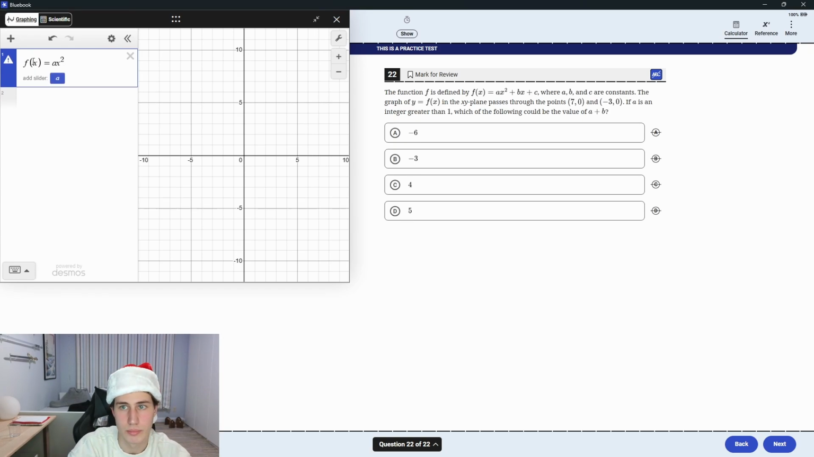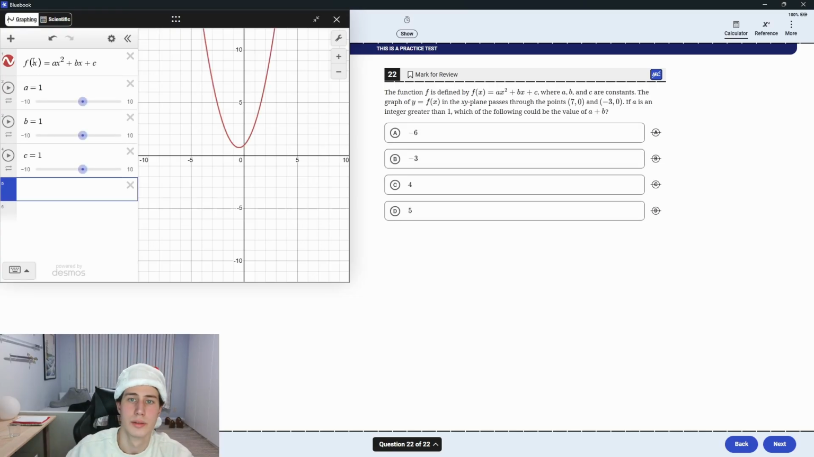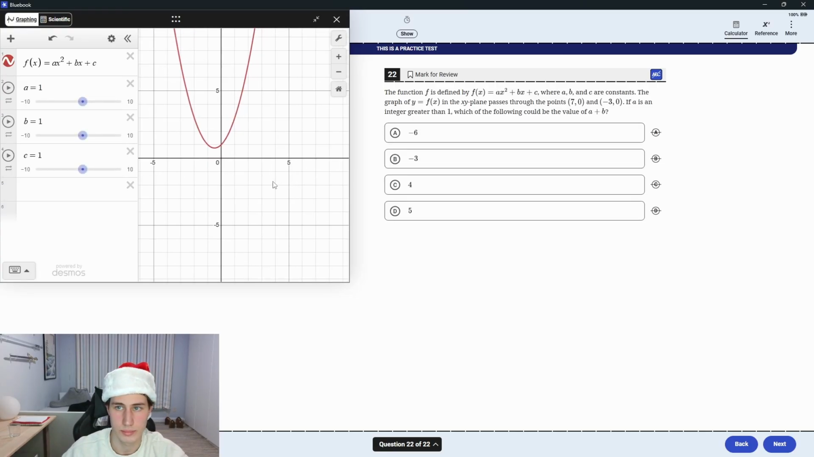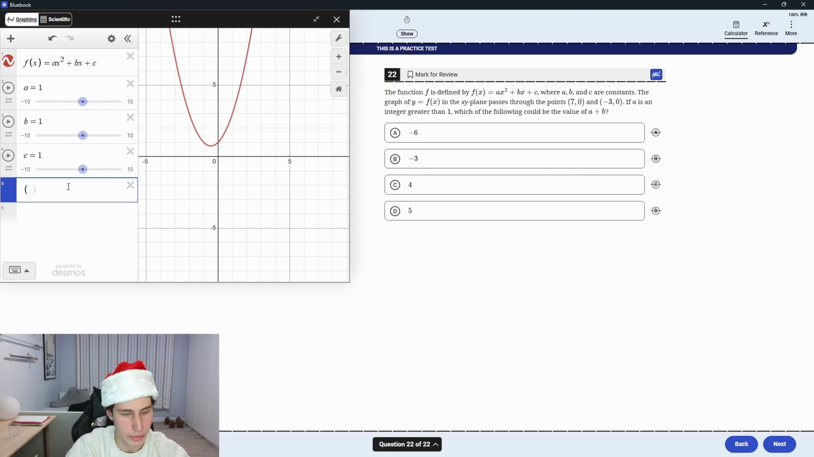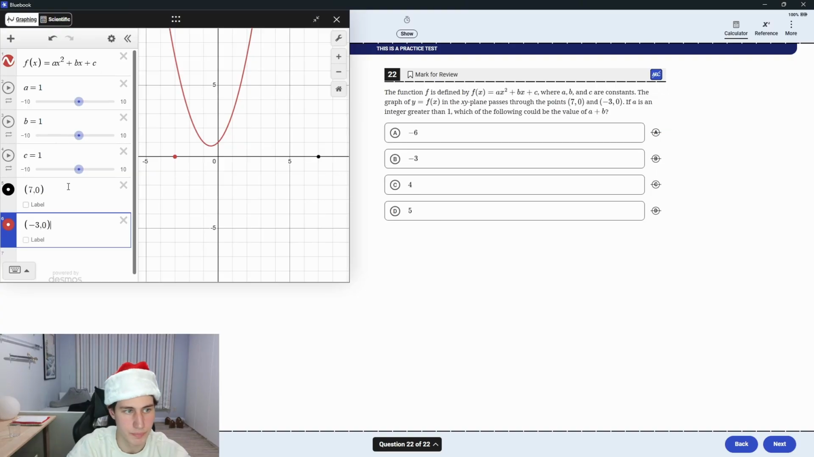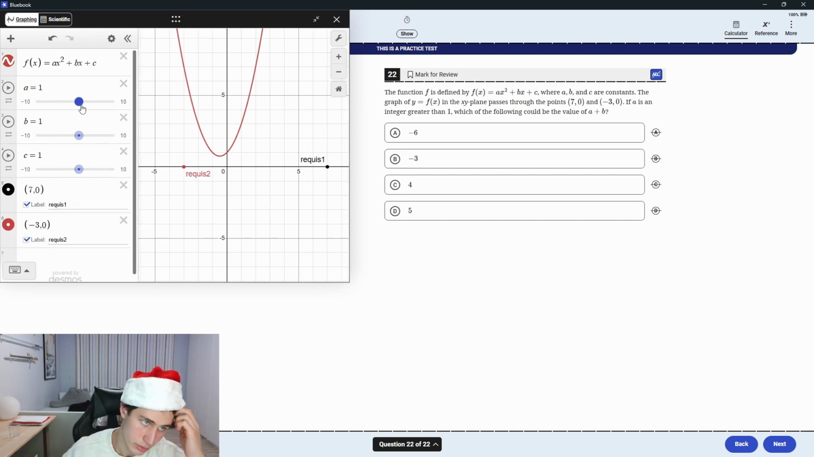Equals ax squared plus bx plus c. So we know that it's going to pass through the points 7, 0 and -3, 0. And so let's label this requise 1 and requise 2. Alright, and now we have 3 sliders that we have to play around with, so that it lines up with requise 1 and requise 2.